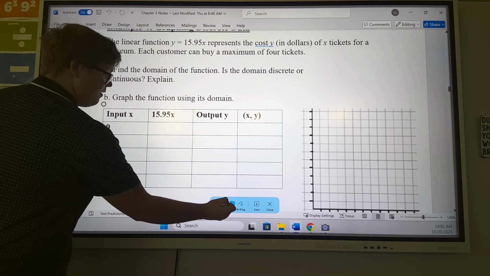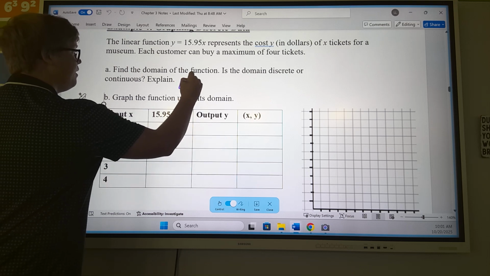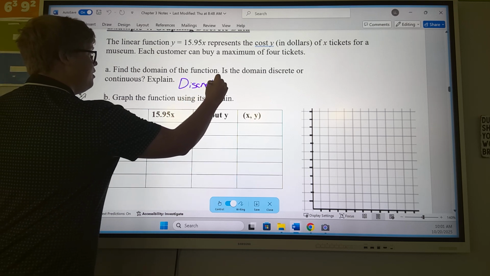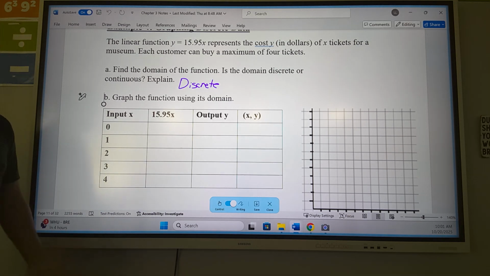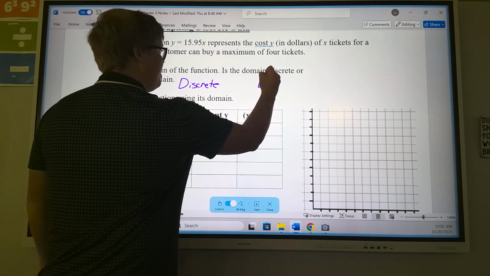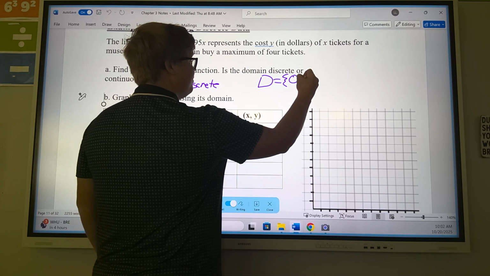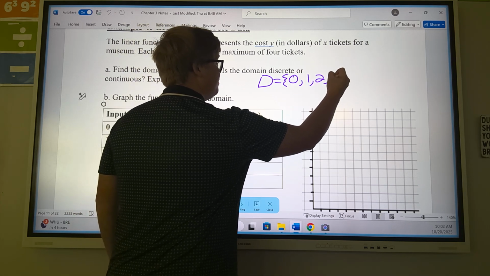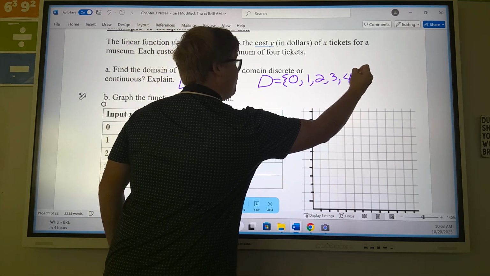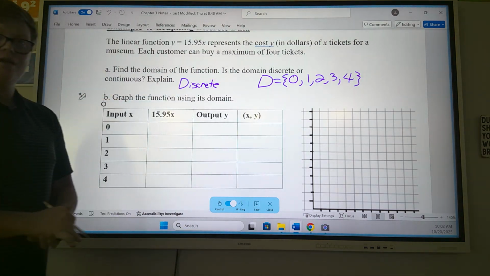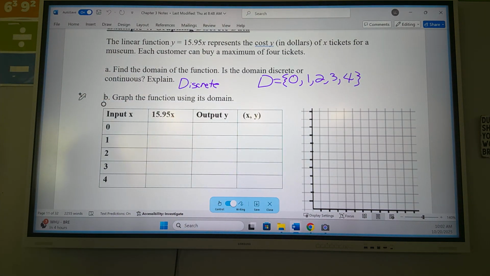Your explanation can be: you cannot buy half a ticket. Okay, we also know that the maximum is 4 tickets. So our domain in this situation, we can possibly buy 0 tickets. We can also buy 1, 2, 3, or even 4 tickets, but 4 is where we have to end because that's the most tickets we can buy.